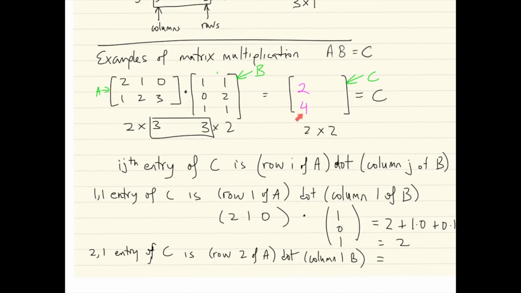Okay, let's find another entry of the product. So this here is in the row 2, column 1. Again, always the row is listed first, then the column. So according to the definition, what we need to do to calculate how I got this 4 here is take row 2 of the first matrix A and dot it with column 1, the first column of B.